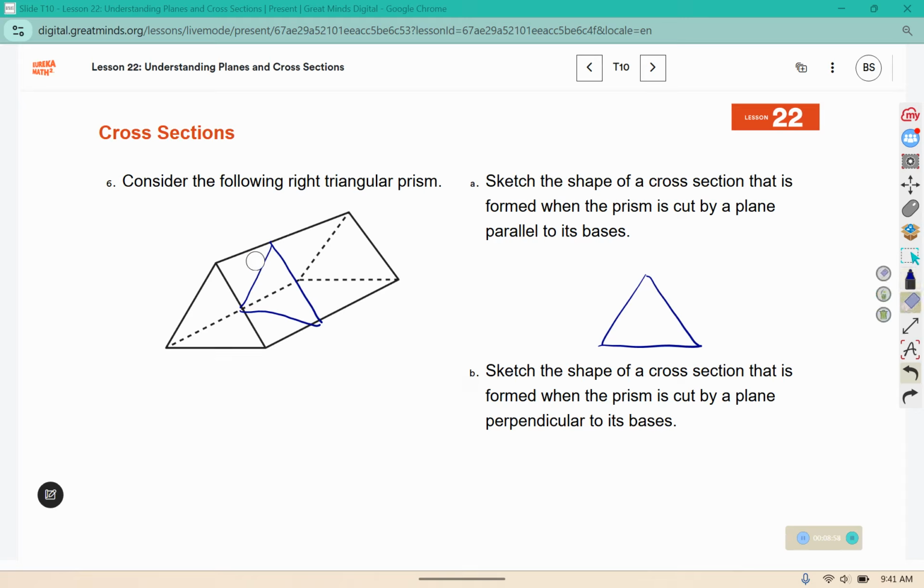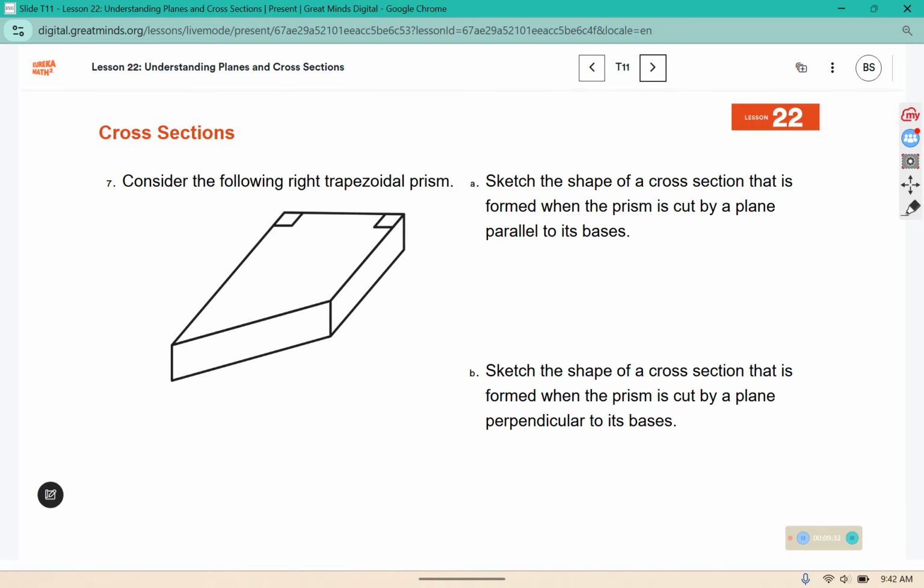Then it says in B to sketch the shape of a cross section that is formed when the prism is cut perpendicular to the bases. So if I go the opposite direction, we will end up with a rectangular shape. Our rectangle will be more narrow the closer it is to the top, and wider the farther we get towards the bottom.